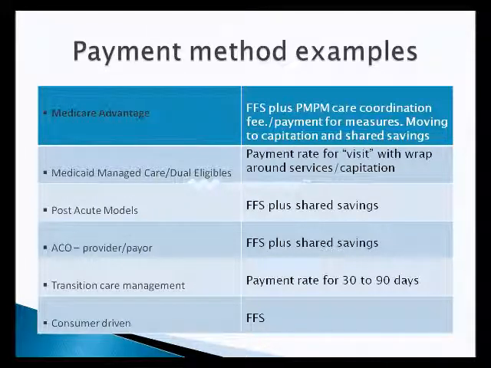Post-acute models, fee-for-service plus shared savings, the ACOs seem to be in that same realm as well. Transition care management, there are examples of payment rates for 30 days of service or 90 days of service with some amount of time or number of visits during those 30 to 90 days, depending again on the relationship around the country. And that ties back to the interest of hospitals in providing good service and also reducing their exposure to readmissions. Consumer-driven, relatively new and on a fee-for-service basis.